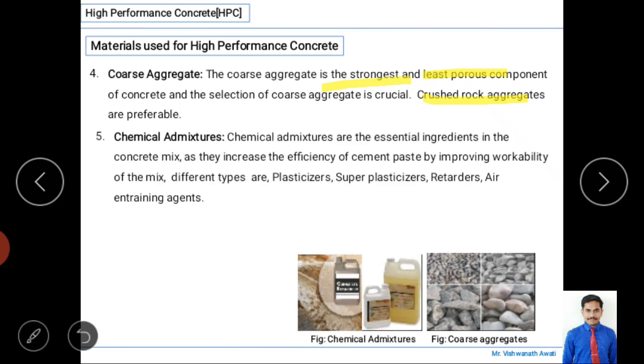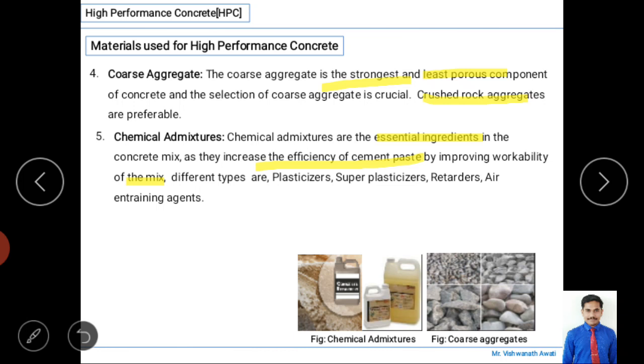Next, we'll go for chemical admixtures. Chemical admixtures are the essential ingredients in the concrete mix, right? An essential ingredient for high performance concrete. I'll tell you why it is such an essential ingredient. They increase the efficiency of the cement paste by improving the workability of the mix. They increase the efficiency as well as the workability of the mix, right?